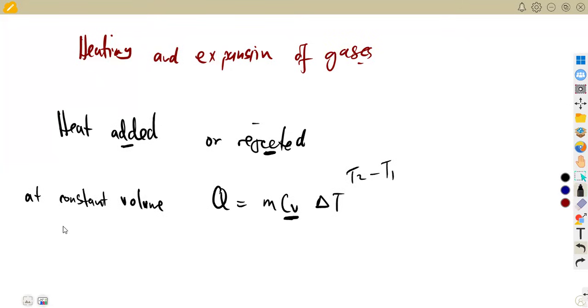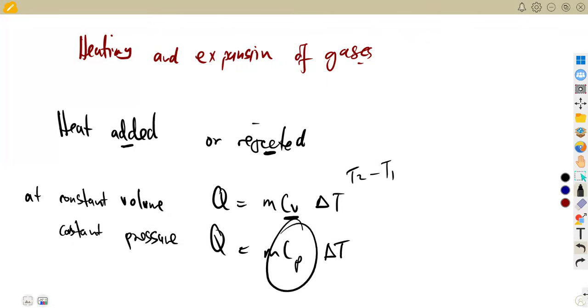Constant volume, that is the specific heat capacity at constant volume. We also have constant pressure. At constant pressure, we are going to have Q equal to mCp times the change in T, where this is the specific heat capacity at constant pressure. And these constants are very, very important in our syllabus and our simplification.